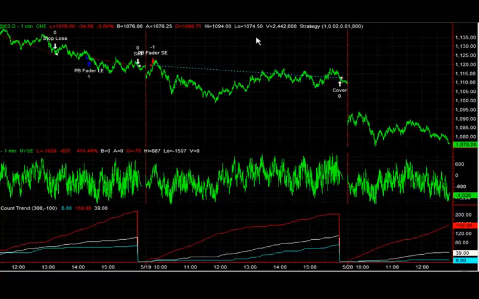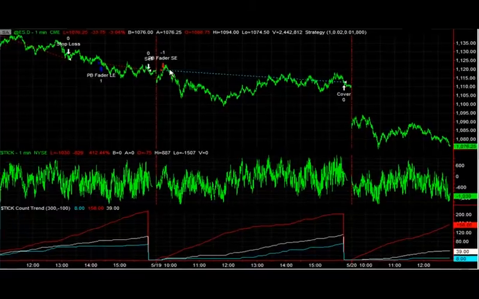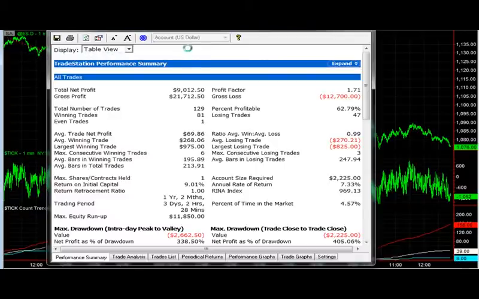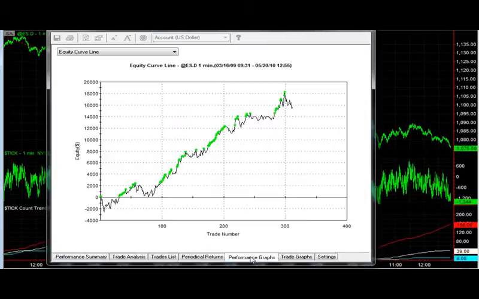Looking at Parabolic Fader, this is the basic Parabolic Fader version that we already have. It's been doing pretty well. Look at the performance since March of 2009. Here's the TradeStation performance summary. Take a look at that. You've got the equity curve. This is a counter-trend strategy, so it tends to do better in choppier markets, and we've had more trend lately, so it's in a drawdown.